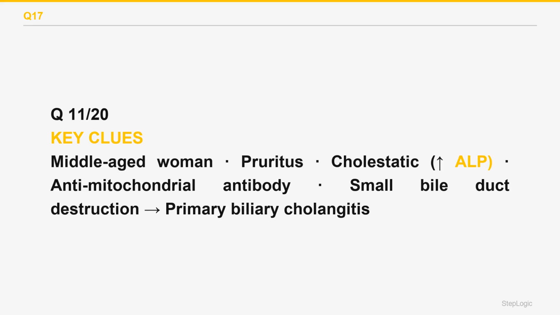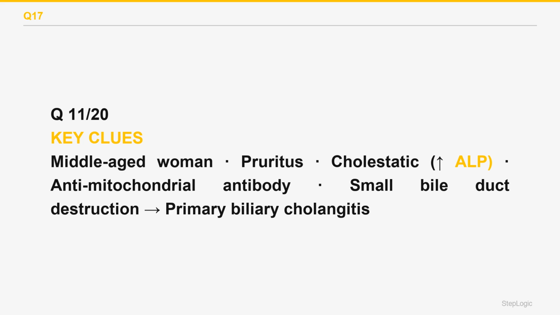This is primary biliary cholangitis, formerly primary biliary cirrhosis, an autoimmune disease that destroys the small intrahepatic bile ducts. It classically affects middle-aged women and presents with fatigue and prominent pruritus from retained bile acids, later jaundice, xanthomas from high cholesterol, and a cholestatic lab pattern with markedly elevated alkaline phosphatase.